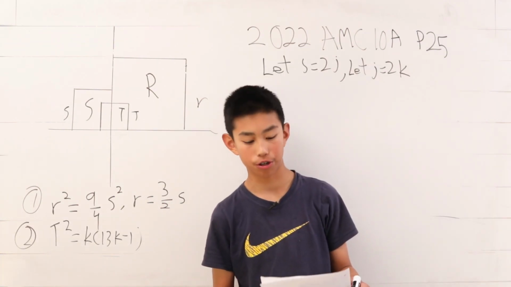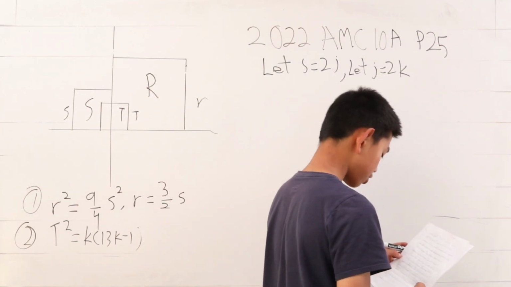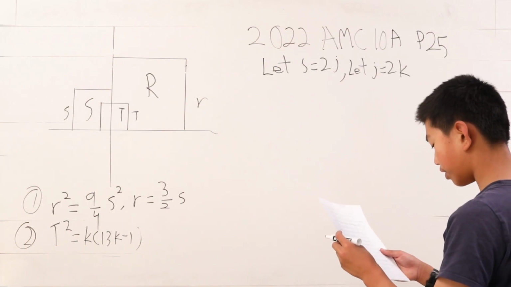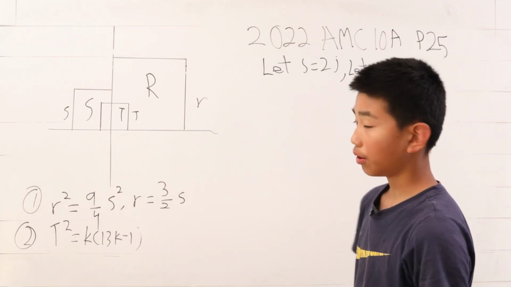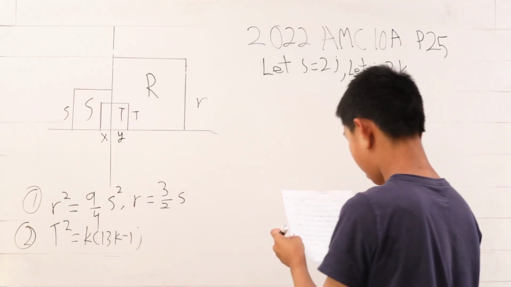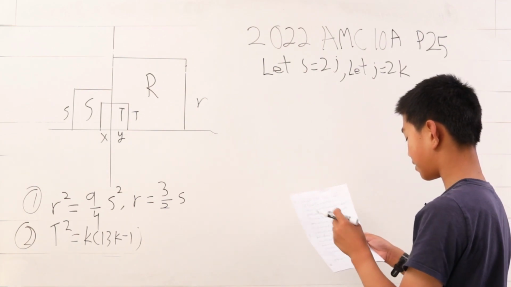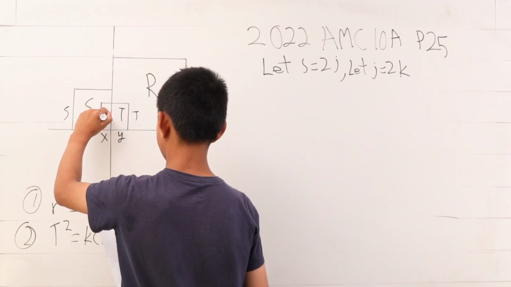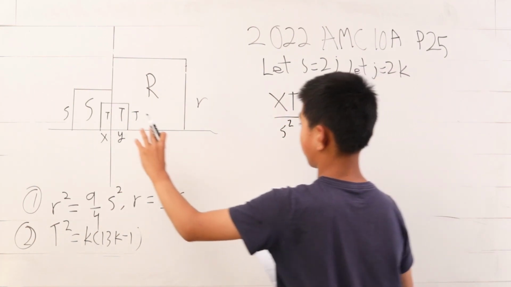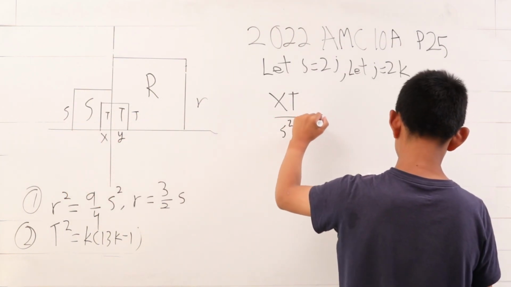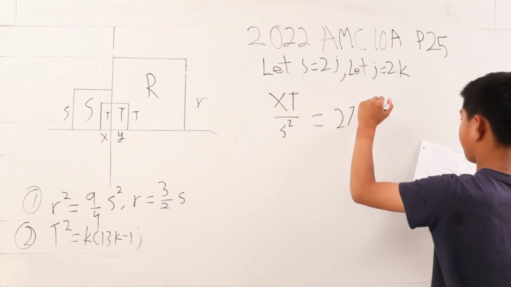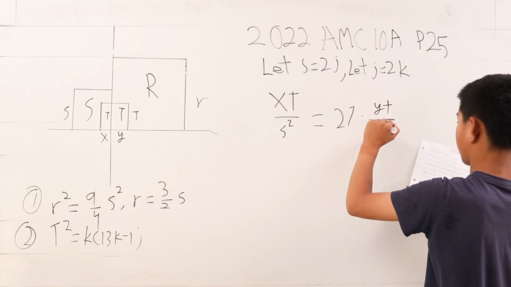It is time to consider our third thing that we were given. The fraction of lattice points in S that are in S union T is 27 times the fraction of lattice points in R that are in R union T. So we have to declare some new variables for this. Let this side be x and this side be y. Now the fraction of lattice points in S that are in S union T: first of all, we have this rectangle here. This height is still t, so we have xt over s squared. That's the amount of lattice points here, and s squared. So this is equal to 27 times the fraction of lattice points in R. So this is yt over r squared.